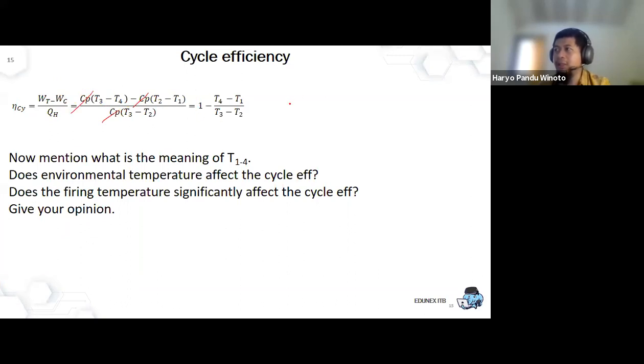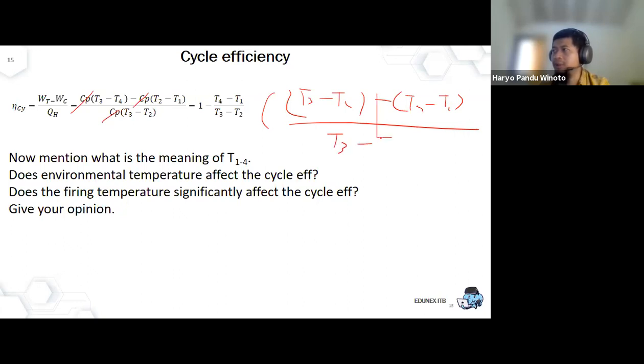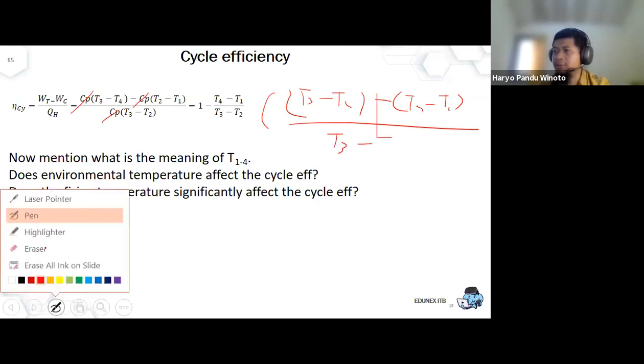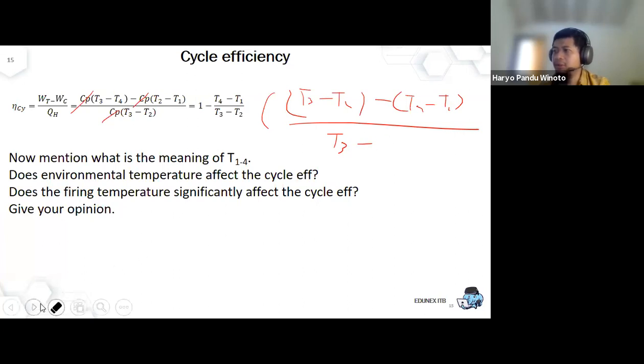So this one came from T3 minus T2, minus T4 minus T1, divided by T3 minus T2. Then 1 minus (T4 minus T1) over (T3 minus T2).